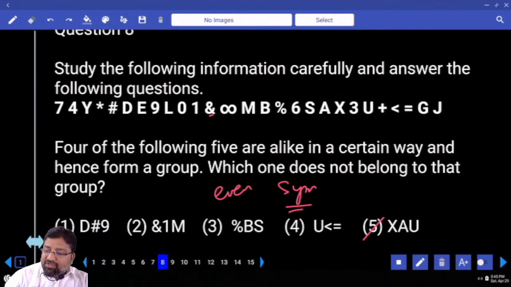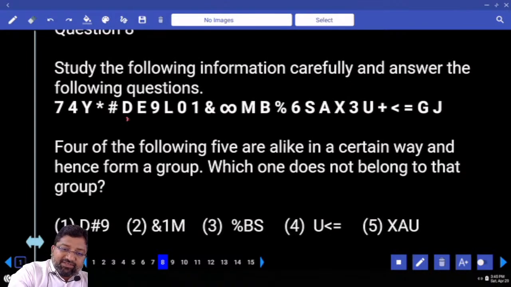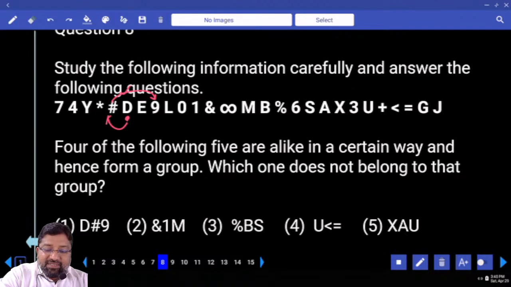What's the next question? 4 out of the following 5 are alike in a certain way and hence form a group. Which one does not belong to the group? D has 9. Let me start from D. Look at the order in which these letters are here. Starting with D, immediate left, hash, I am supposed to go for 9. Third right. Starting from D. Next, ampersand. Ampersand, immediate left, and from there I go third right.